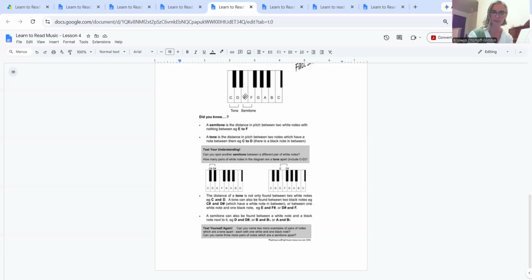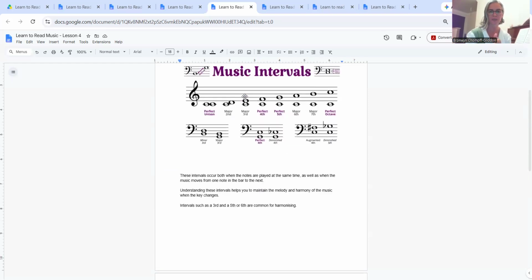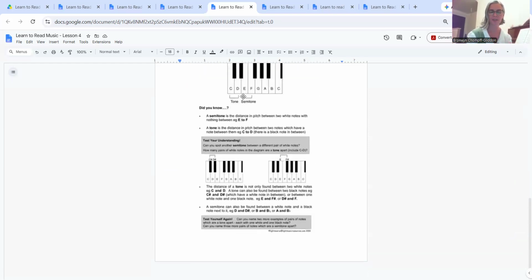And the reason this is important is because of the pattern of tones and semitones. When we come to playing a scale in a particular key, that pattern always remains, based on those intervals that we established up here and according to that pattern of tones and semitones.